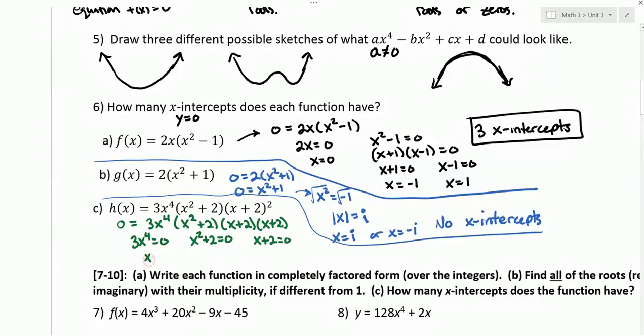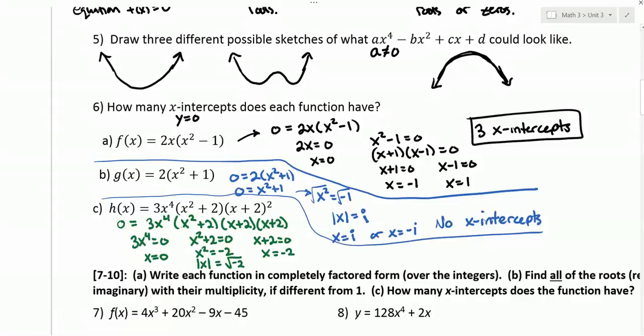If you divide by 3, you get x to the 4th is equal to 0. The first one, you end up with x equals 0. The second one, you end up with x squared equals negative 2. When you take the square root of both sides, you end up with the absolute value of x equals the square root of a negative number. Not going to be real there, right? Whenever you take the square root of a negative number, it's not going to work out, so you end up with x equals positive and negative i root 2 there. And then the third case, we end up with x equals negative 2.